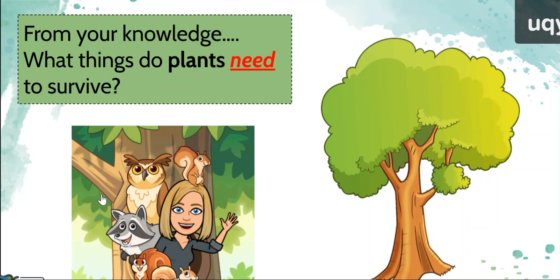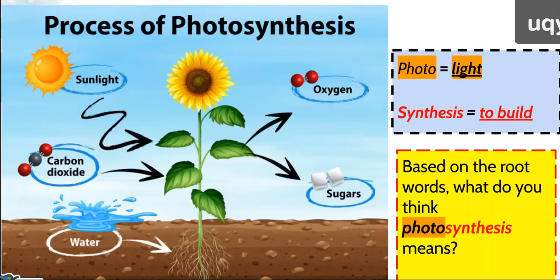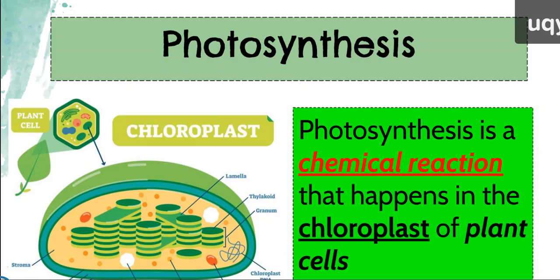Typically, students answer with things like water and sunlight. And that's correct. Plants do need water and sunlight in order to survive. The reason they need these is because of photosynthesis. Photo means light, and synthesis means to build. So based on the two parts of that word, photosynthesis means building with light.